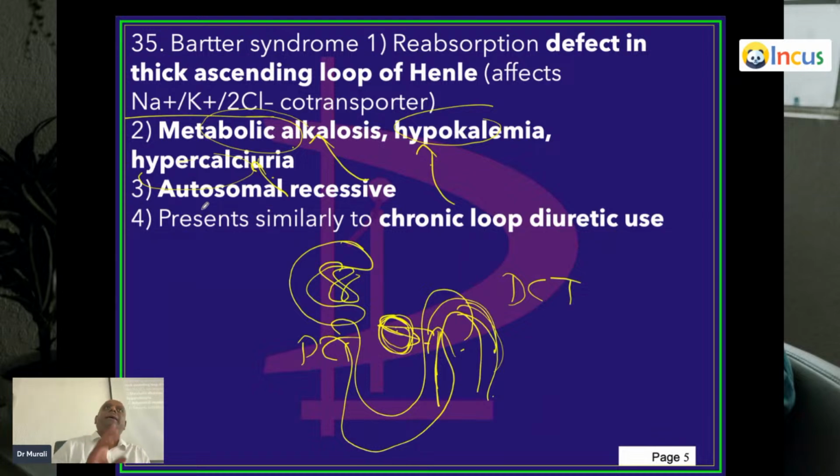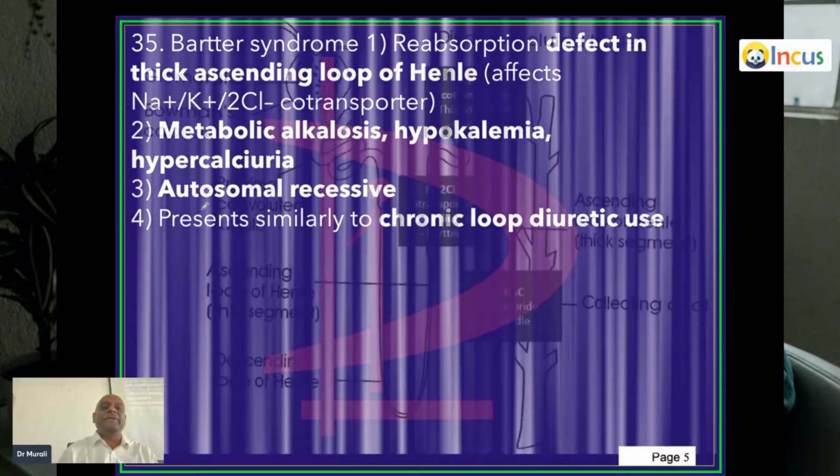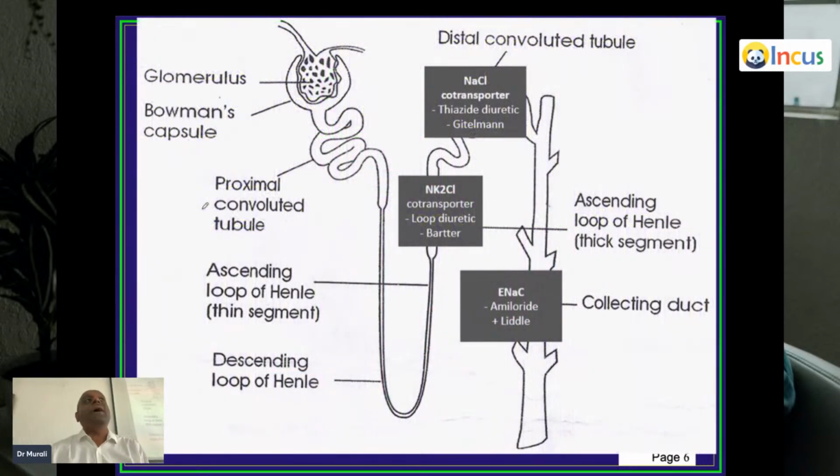Now, there are two ways of preparing for exam. Metabolic alkalosis, hypokalemia, hypercalciuria is equal to Bartter. Boom. But in the exam hall, is it hypo or hyper? Hypo or hyper? Hyper or hypo? Unless you learn with reasoning. Let's look into that reasoning. Why do you get hypercalciuria? Why do you get metabolic alkalosis? Why do you get hypokalemia in Bartter?